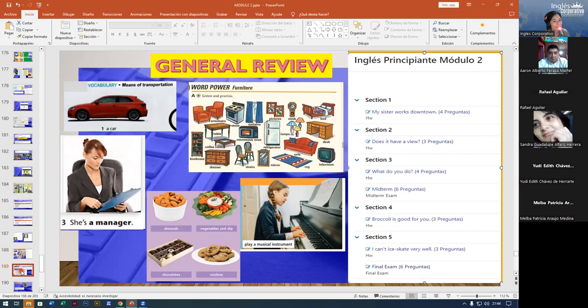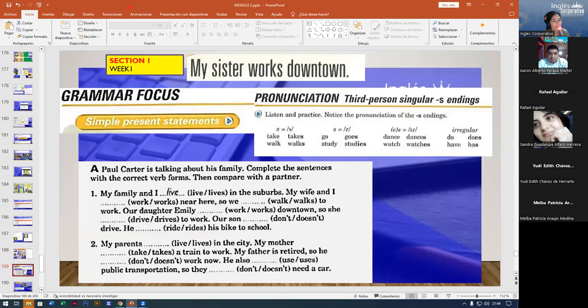Let's go ahead. We've got an exercise here to remember about simple present statements. To do that, we also have pronunciation of the third person singular. What do we add? The S, right? Is the S included in the verb? But what are the three subjects? Do you remember? What three subjects are for third person? She, he. Excellent. She, he, that's good.